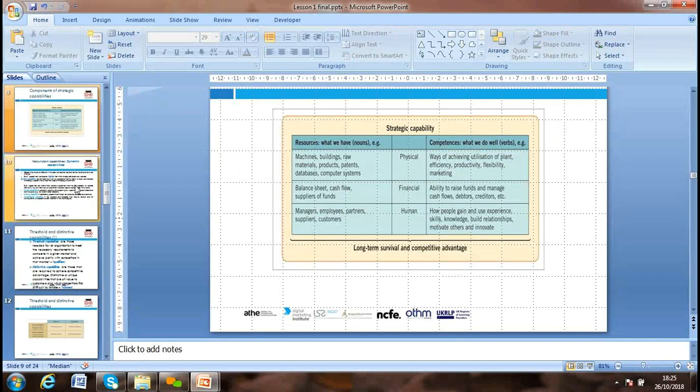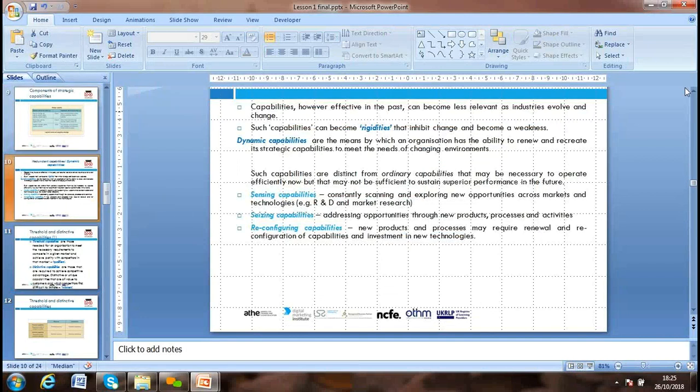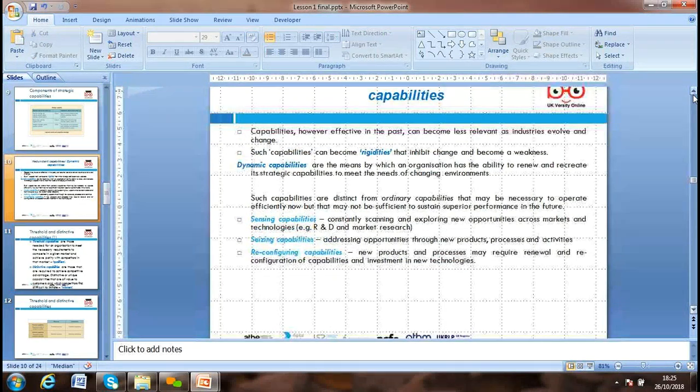It's good. Next we are looking at capabilities. A capability that was effective in the past can become less relevant in industries if we don't make the change. Such capabilities can become rigid, inhibit change, or become weakened. We say we are very capable, but not anymore.